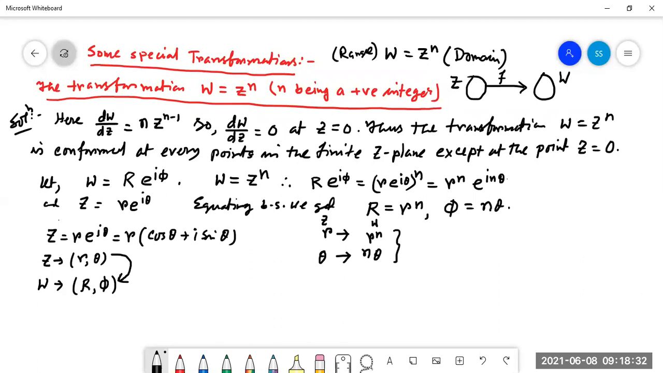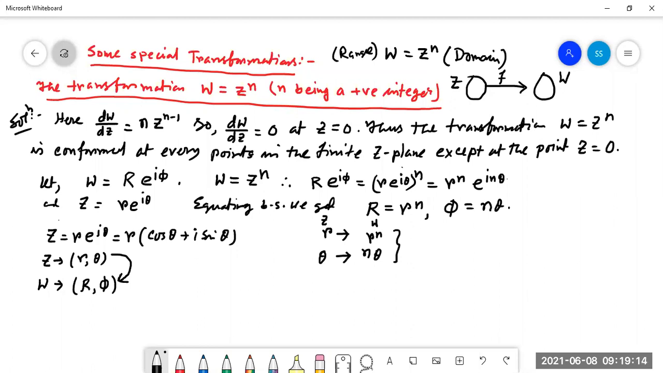Now for the conformal mapping, at first we have to find dw/dz and put this dw/dz equal to 0. We are finding the value of dw/dz, that is n z to the power n minus 1. Now putting dw/dz equal to 0, dw/dz will be 0 when z equal to 0. Thus the transformation w equal to z to the power n is conformal at every point of the Z plane, that is the domain plane, except at the point z equal to 0. At the point z equal to 0, dw/dz is 0, so at this point it is not conformal.